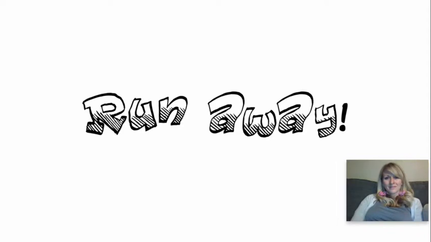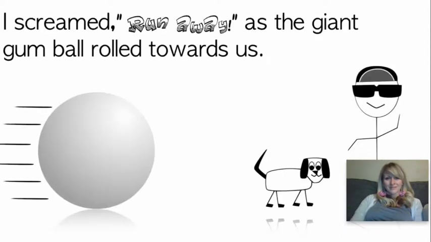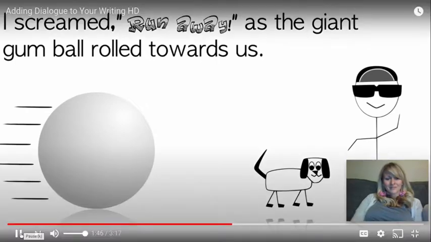You need to make sure that everything that is actually being said is in quotation marks. You need them at the beginning and at the end of the quote. Make sure that you have your punctuation inside your quotation marks. Also, you need to have the quote start with a capital letter. Here's another example. I screamed, "Run away!" as the giant gumball rolled towards us.